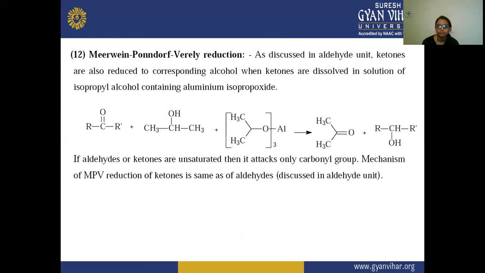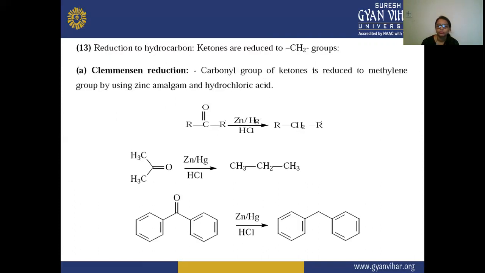We have also discussed this in the aldehyde topic. So ketones are also reduced to the corresponding alcohol when dissolved in a solution of isopropyl alcohol containing aluminum isopropoxide. So here you will see that the ketone forms a complex and there is a formation of this alcohol plus a ketone. Next is your reduction to hydrocarbon.